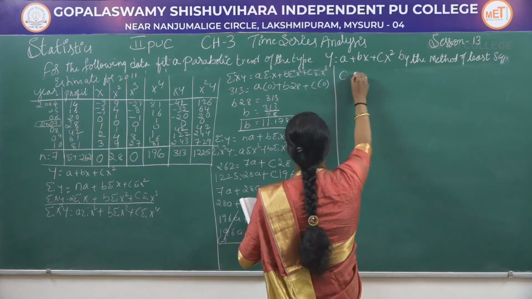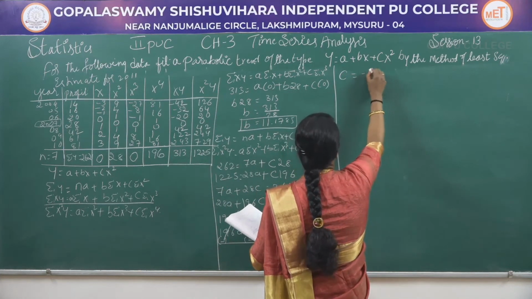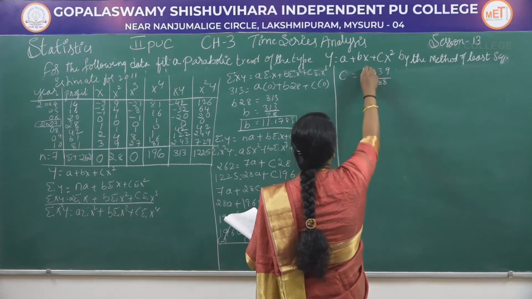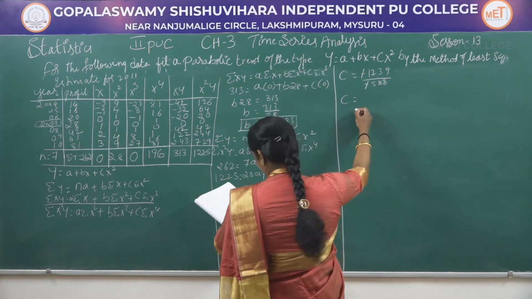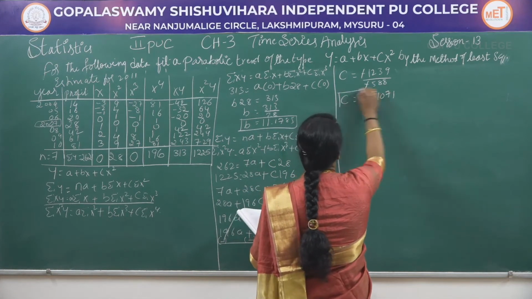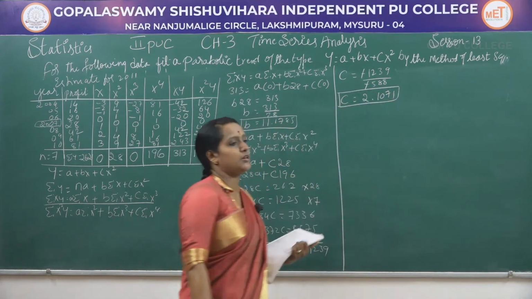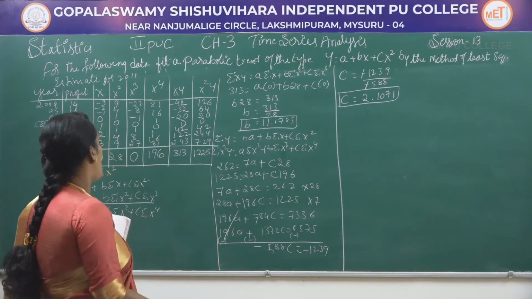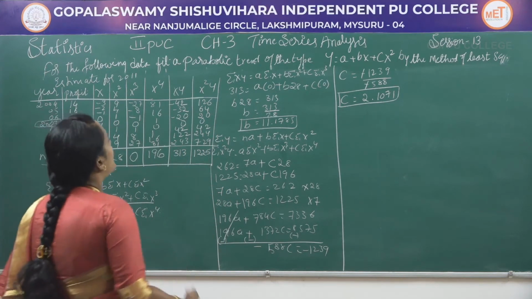So c is equal to minus 1239 divided by minus 588. Minus and minus get cancelled. So c is equal to 2.1071. After finding this, the last is we have to find out the a value.